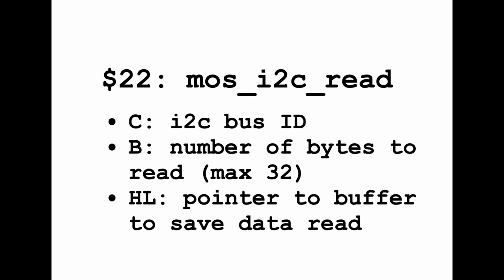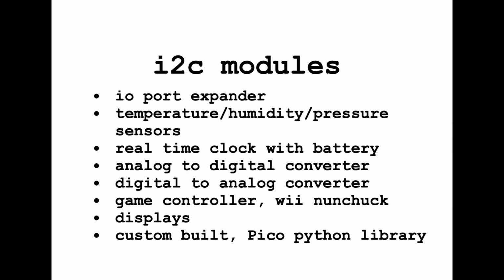The i2c read command is pretty similar to the write one. We put the bus ID of the slave we want to talk to into the register C, and the number of bytes we want to read will be put into B. This time HL will store a pointer to a buffer where we're actually going to save the data, which is read from the slave.